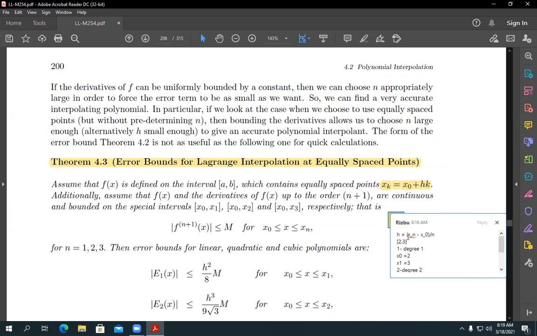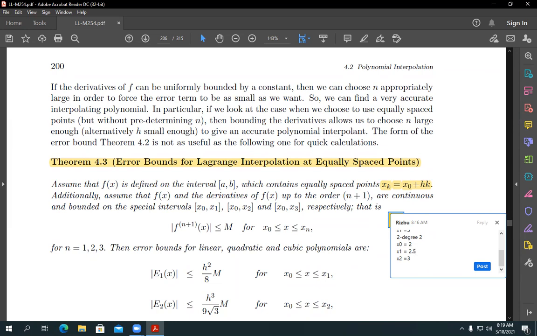So what is your h? The final point, which is 3, minus the initial point, which is 2, divided by n. For degree 2, n is 2. So we have 3 minus 2 divided by 2, which is half. So this means this will be 2.5.